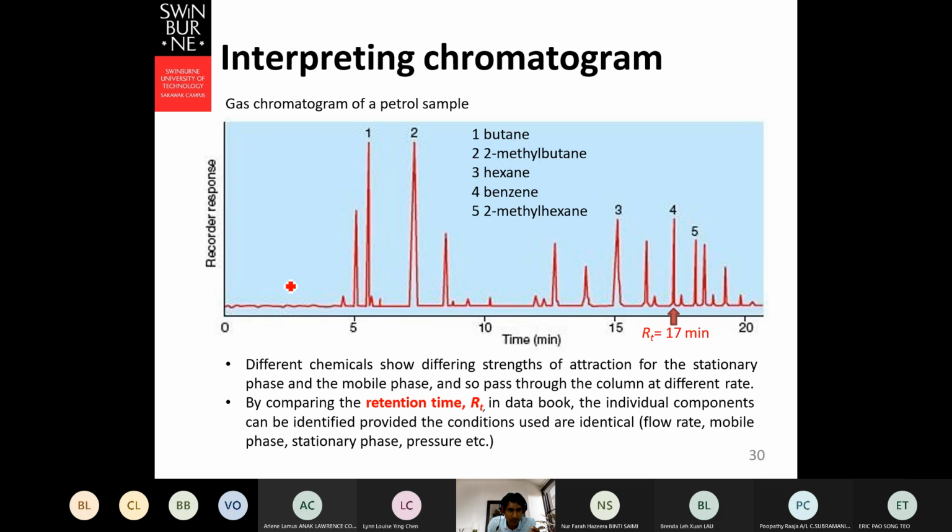The detector will detect the sample based on the time that it arrives at the detector, at what minute it reaches the detector. This is the retention time. And another thing is how much of that sample reaches.